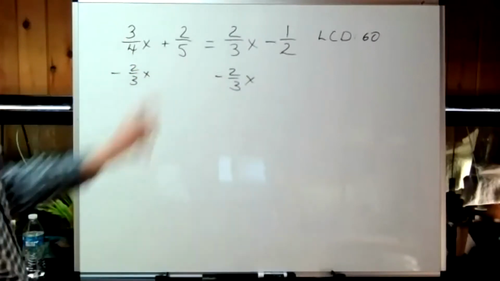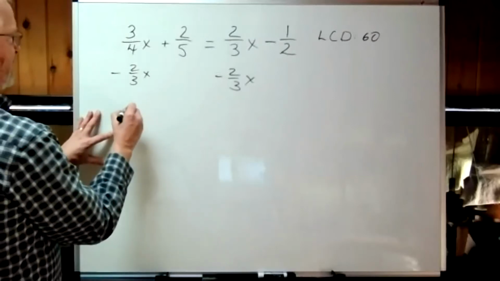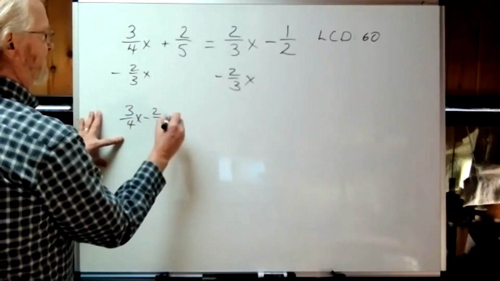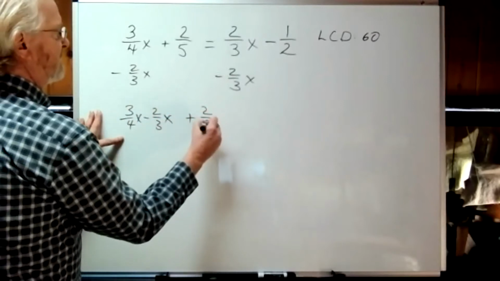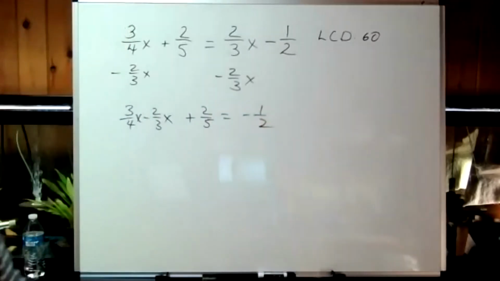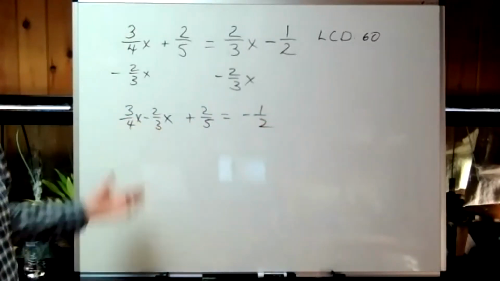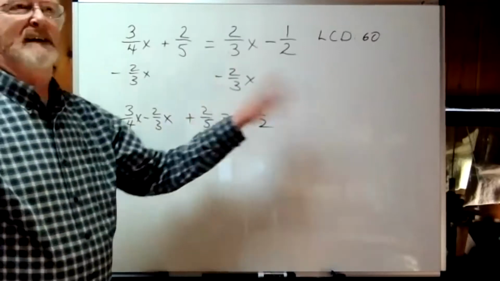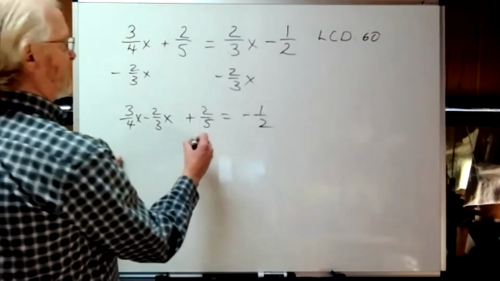So if I'm subtracting that, right, I get 3/4 x minus 2/3 x. Now this is still here. All right, so there's my two pieces with x in it. I still have this constant. I want to move that to the other side, so I'm going to subtract that one also.